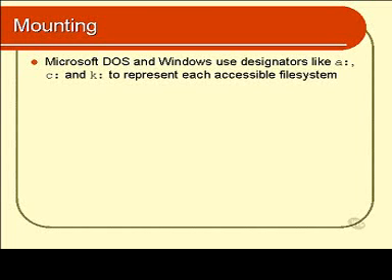Well, DOS and Windows use letters like that, A colon, C colon and K colon, for example, to designate each available file system, also known as a partition, but I'm going to stick with the word file system. And a file system is a hierarchical structure of directories and files, and that's all. And as you can see on a given Windows computer, you can have several file systems. In other words, you can have several hierarchies of directories and files.